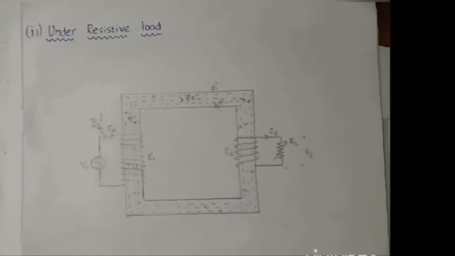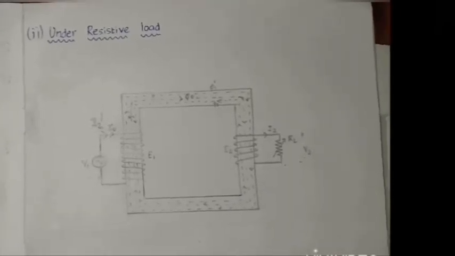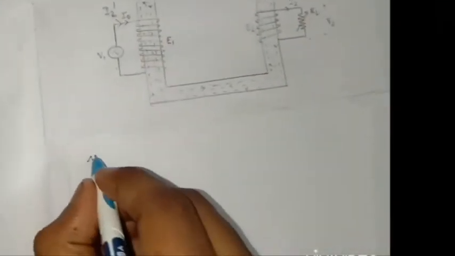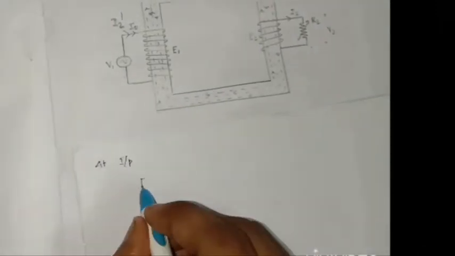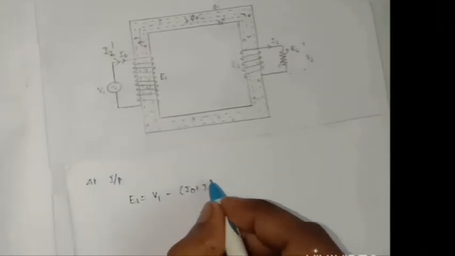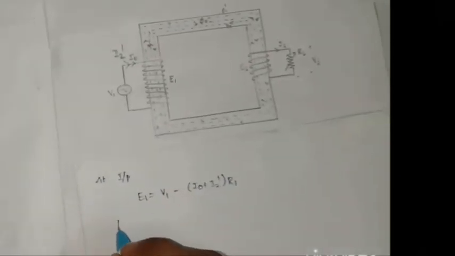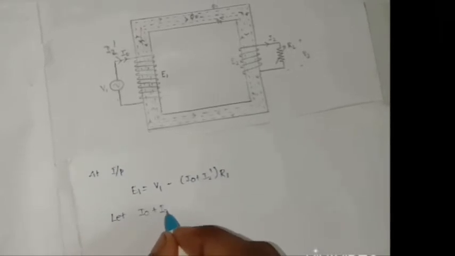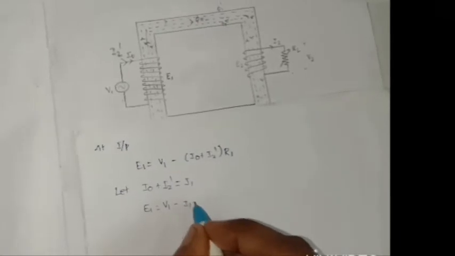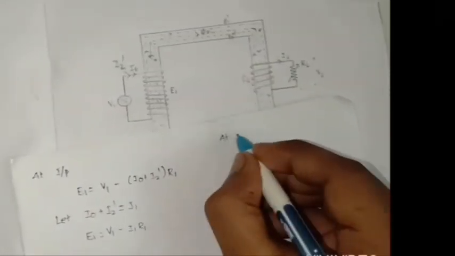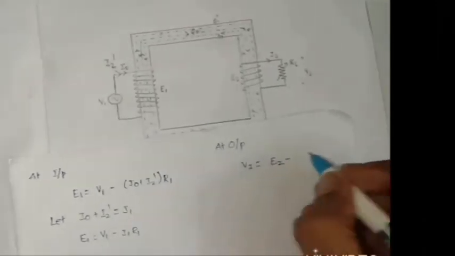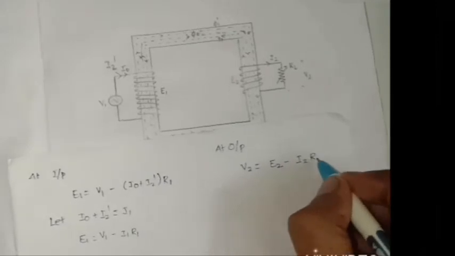Before writing vector diagrams for this hypothetical transformer, let's quickly write KVL equations at input and output. At input, E1 is equal to supply voltage V1 minus resistance drop I0 plus I2 dash into R1. Let I0 plus I2 dash be equal to I1. Then E1 is equal to V1 minus I1 R1. Similarly, at output, voltage V2 is equal to E2 minus resistance drop I2 RL.